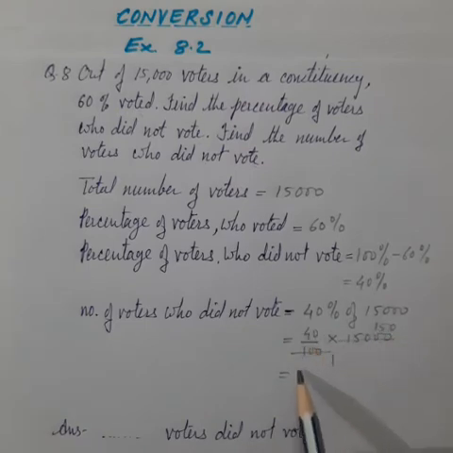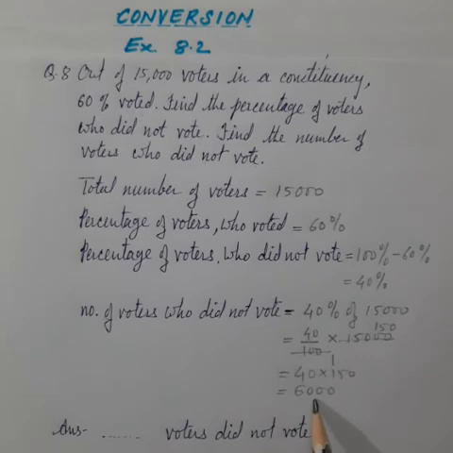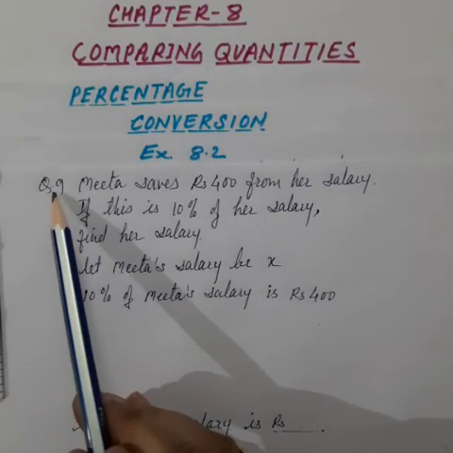Now multiply the numerators. 40 into 150. 15 4s are 60, and this 0 and this 0, 2 more zeros. So 6,000. So 6,000 voters did not vote. Not given the vote.